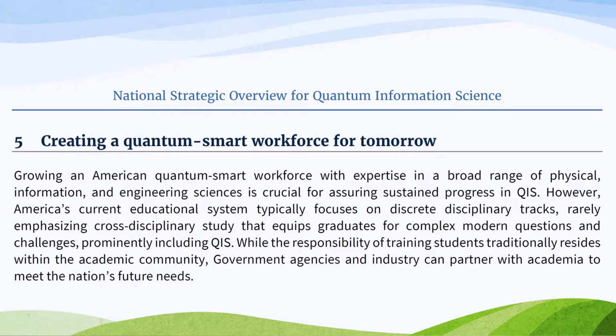Here's a screenshot from the US government's National Strategic Overview for Quantum Information Science from 2018. The quote I'll read is, "America's current educational system typically focuses on discrete disciplinary tracks, so majors, rarely emphasizing cross-disciplinary study that equips graduates for complex modern questions and challenges, prominently including quantum information science." In other words, because quantum computing and quantum science is so interdisciplinary, it's really challenging to teach and learn at universities.